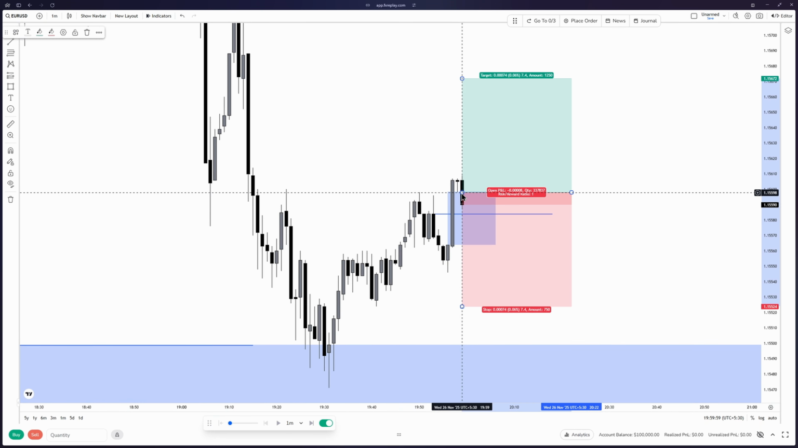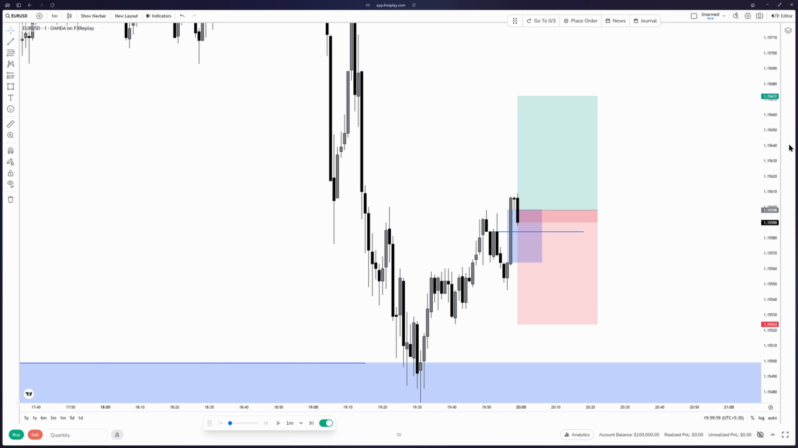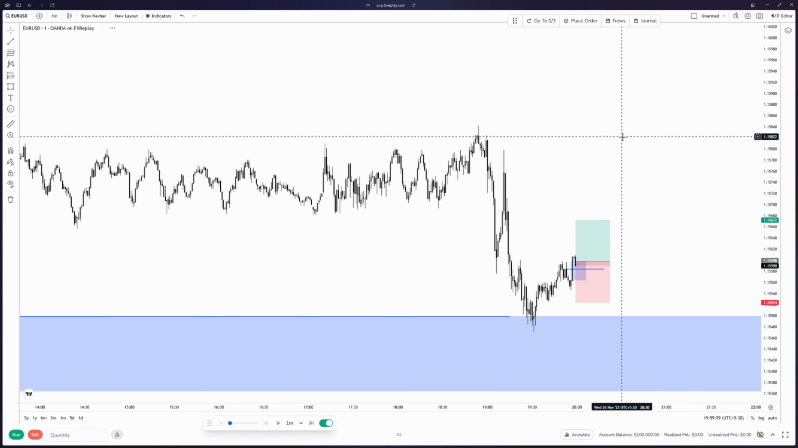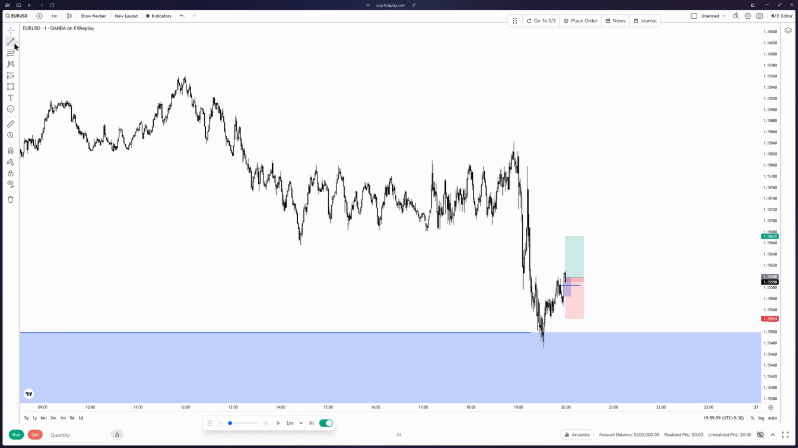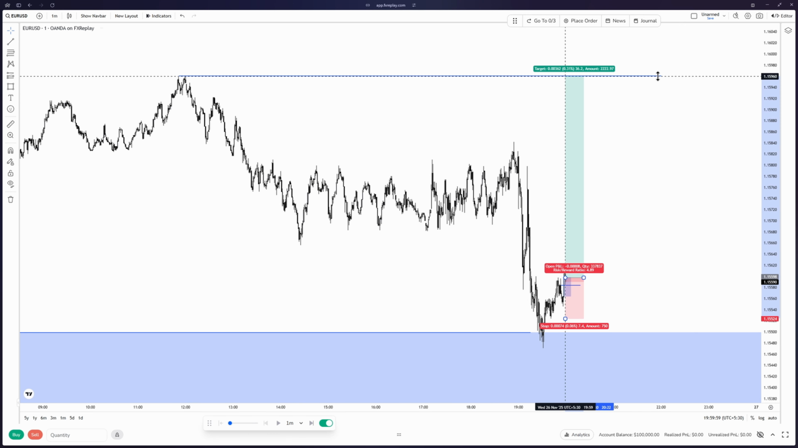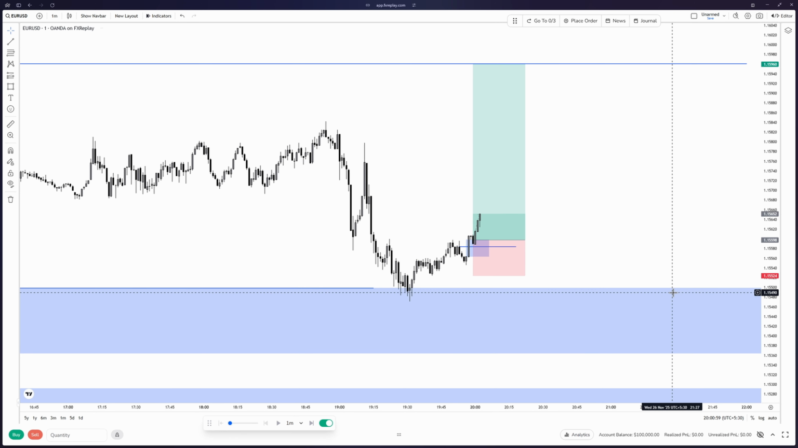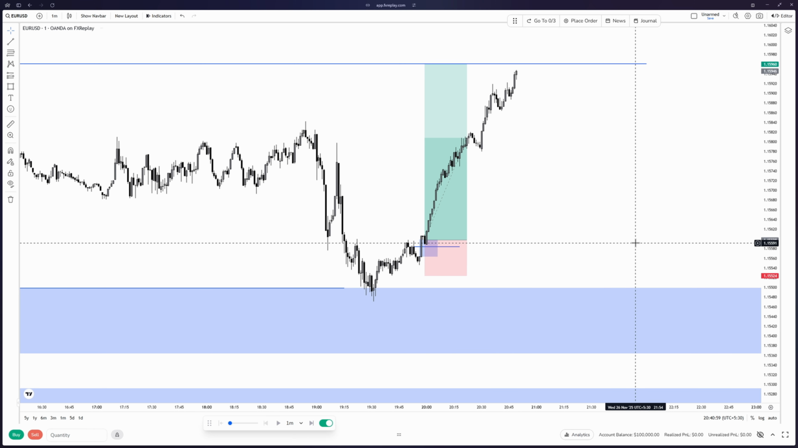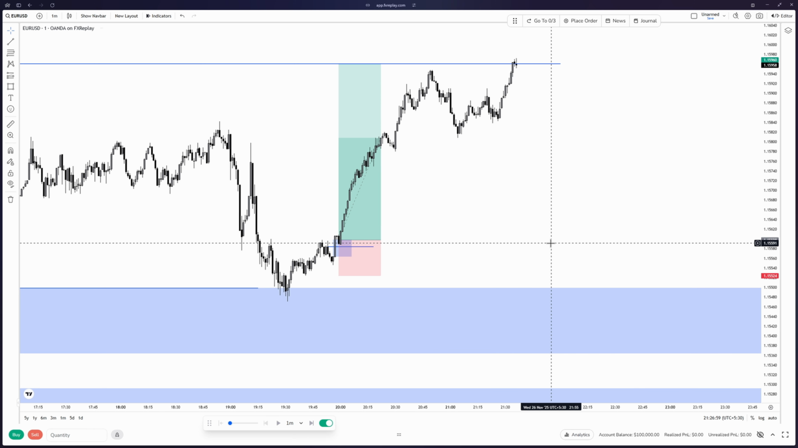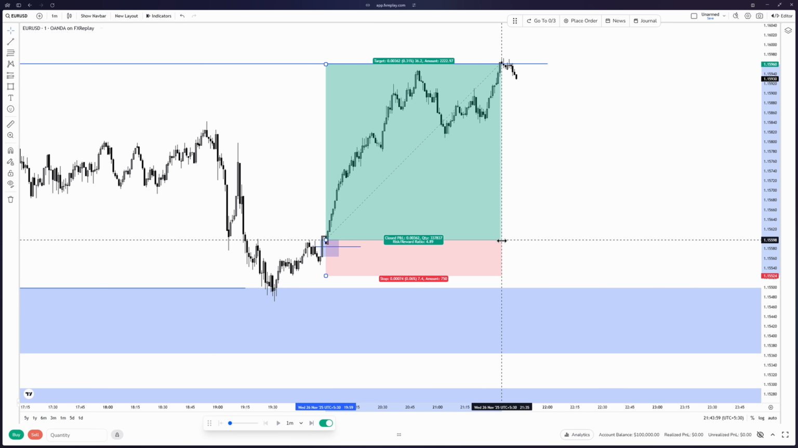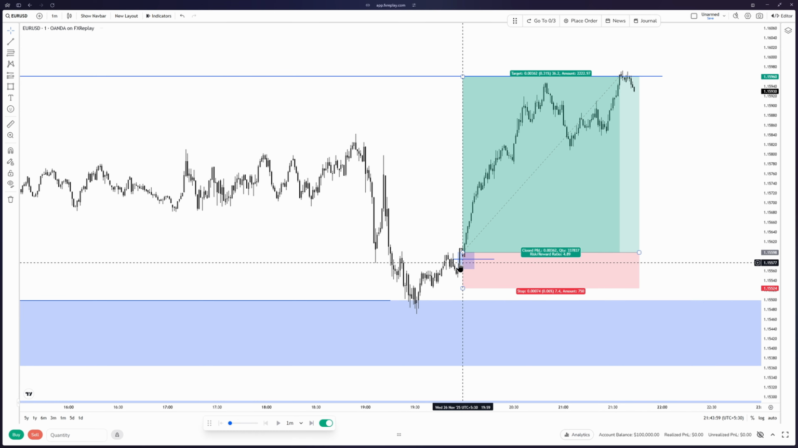So we will enter right here, place our stop at the previous lows, and for the target, we will use the 15-minute buy-side liquidity. The market starts moving to the upside and gives us our target. This is the exact framework I am telling you to follow.